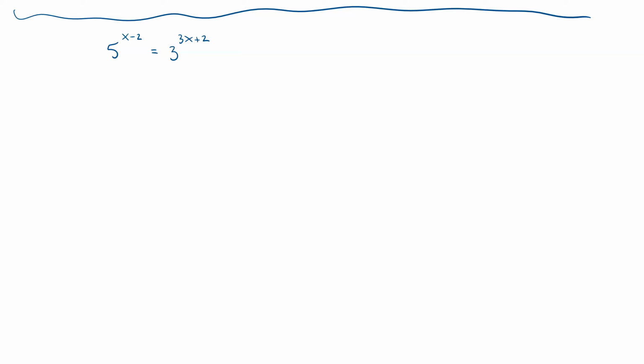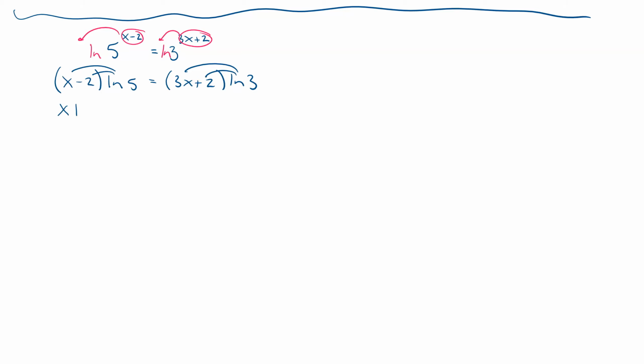Okay, so here we go. To get those exponents down, I'm going to hit both sides with a natural log. The froggies jump off the loggies. And so I have x minus 2, use parentheses, natural log 5 equals 3x plus 2, again, use parentheses, times natural log 3. And then my other hint was to distribute. So we're going to distribute those terms through. We get x natural log 5 minus 2 natural log 5 equals 3x natural log 3 plus 2 natural log 3.